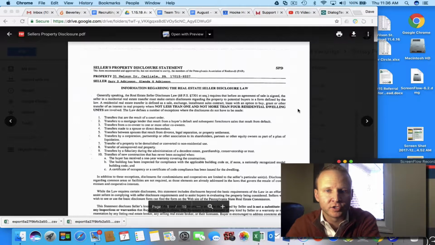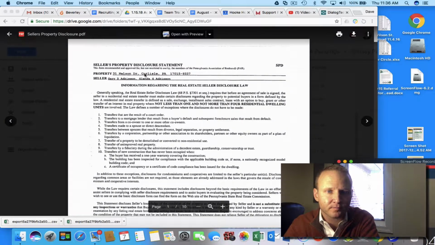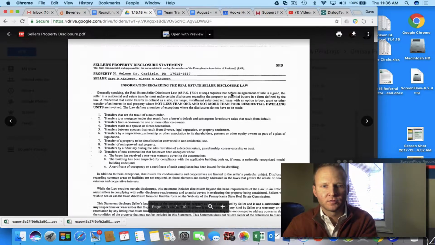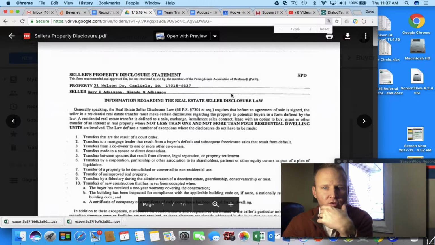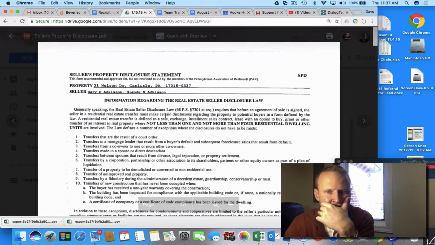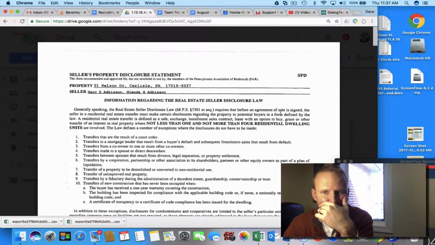So in this recording, we'll just do the first page, and then we'll get into the rest of it. This form is recommended and approved for, but not restricted use by realtors. Property information and seller information. Info regarding the law. Generally speaking, the law requires that before an agreement of sale is signed, the seller must make certain disclosures regarding the property to potential buyers in a form defined by the law.